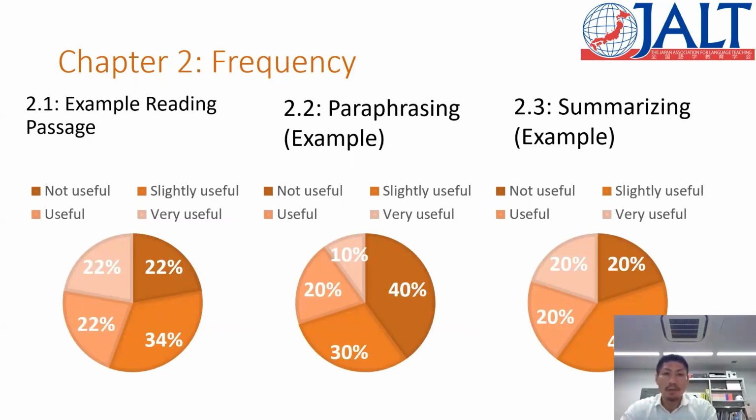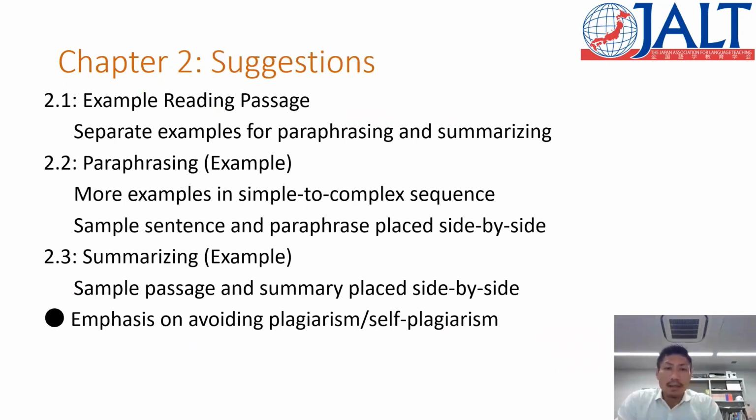As to Chapter 2, at least some of the teachers rated those 3 sections as not useful, so we are going to focus on these 3 sections. This slide shows the major suggestions that the teachers gave in the focus group discussion and questionnaire for Chapter 2. In terms of the reading passage section, the teachers wanted to have separate passages for paraphrasing and summarizing, because the current version has only one passage for both, which could confuse students in terms of the difference between paraphrasing and summarizing.